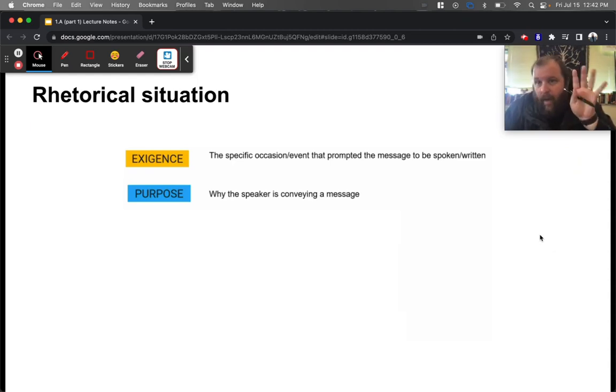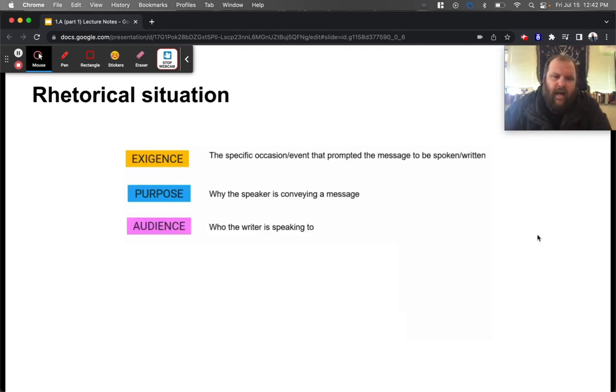Exigence and purpose. I promise the more you use those terms, you'll be able to splice them apart. You really will. Audience, who the writer is speaking to. I'm not going to talk much about that. It's super important, but hopefully that makes sense to you. Who is being spoken to, right? And it's really interesting to look at audience, because you think you know who a speech was directed to, and then you stop and do some research, and you think, oh no, that person was actually speaking to one specific person in the crowd, right? And that's why they spoke that way.